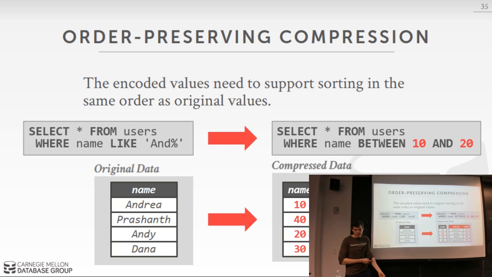Can we reuse a code and sacrifice the predicate? So his question is, can I reuse a code and sacrifice? That's a lossy compression scheme, right? If I reuse Andy and Aaron for code 20, is this Andy or Aaron?